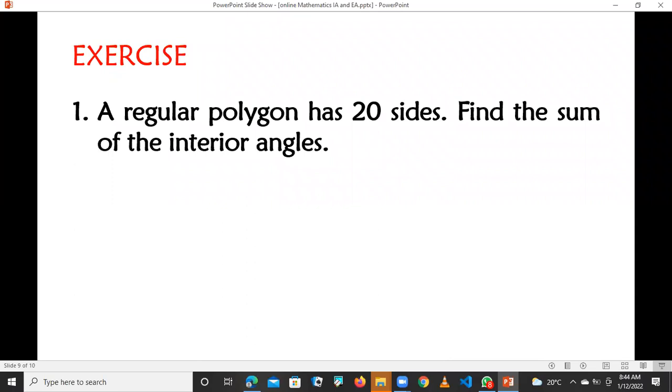So now, let's look at this simple exercise. Number one, it says a regular polygon has 20 sides. Find the sum of the interior angles. I've not talked about this today. We assume that you had talked about this in the previous lesson. So you need to know the formula that you are supposed to use to calculate the sum of interior angles. So to make life easier, let me hear from you, especially those who have studied or who have heard. What is the formula for sum of interior angles?